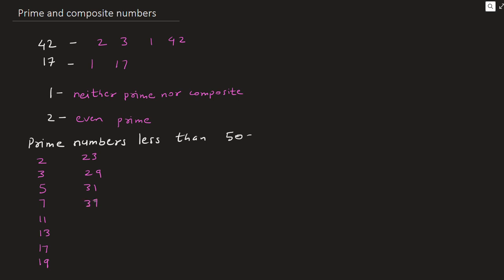37 is prime. 41 is prime. 43, 47 is prime. And after 47, there is no prime number less than 50. So these are the prime numbers up till the number 50. And these have no other factor other than 1 and the number itself.